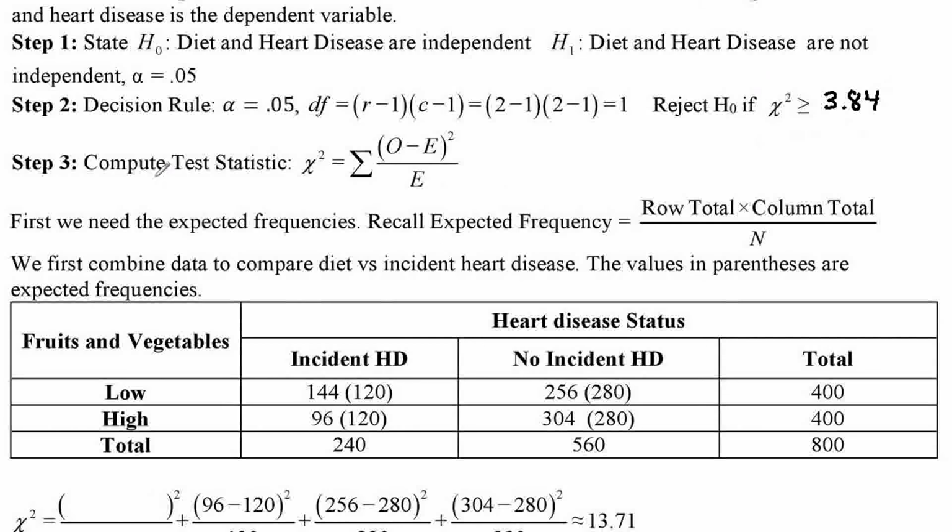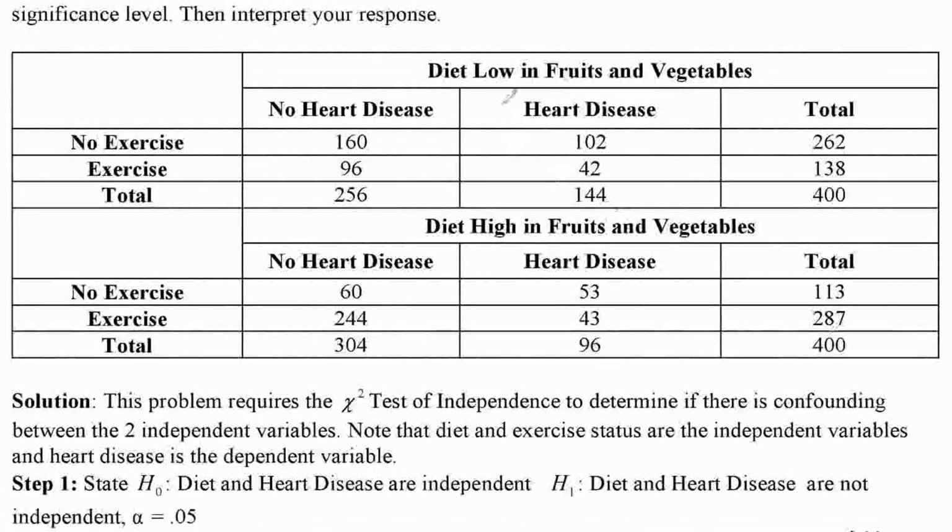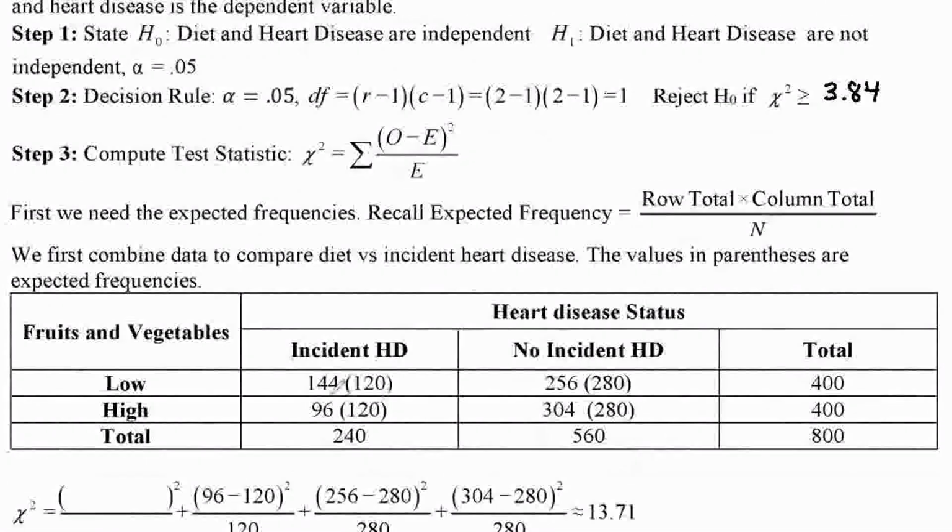So now we're going to compute our test statistic from observed and expected values. So let me tell you how I set up the table down here. I've got fruits and vegetables, the low group and the high group, and then I'm looking at how many had incident heart disease and how many did not. So first of all, low fruits and vegetables in the diet, incident heart disease. I had a 144 there. So if we go up to the original data, we've got diet low in fruits and vegetables. Incident heart disease is in this column. The total is 144. That's this 144. And then I did the same for the other entries.